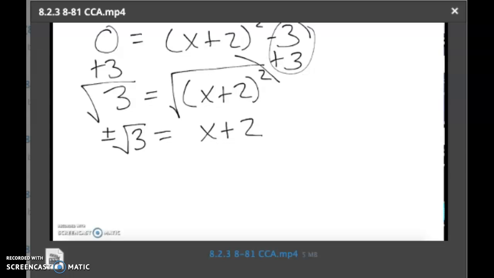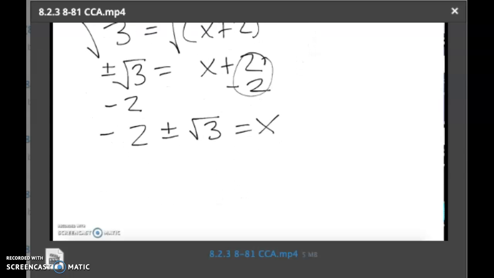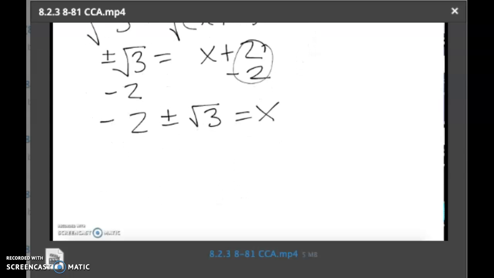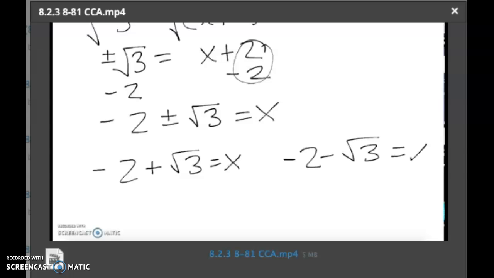All right, from here, I'm still undoing things to get x alone, so I need to undo the 2 that's being added to x by subtracting 2. So now on the left, I have -2 plus or minus the square root of 3 equal to x. And I can leave my answer like that, or I can separate it out to show that I have -2 plus square root of 3 equal to x, and I have -2 minus square root of 3 equal to x. So those are my exact answers. Those are the exact answers for my roots.